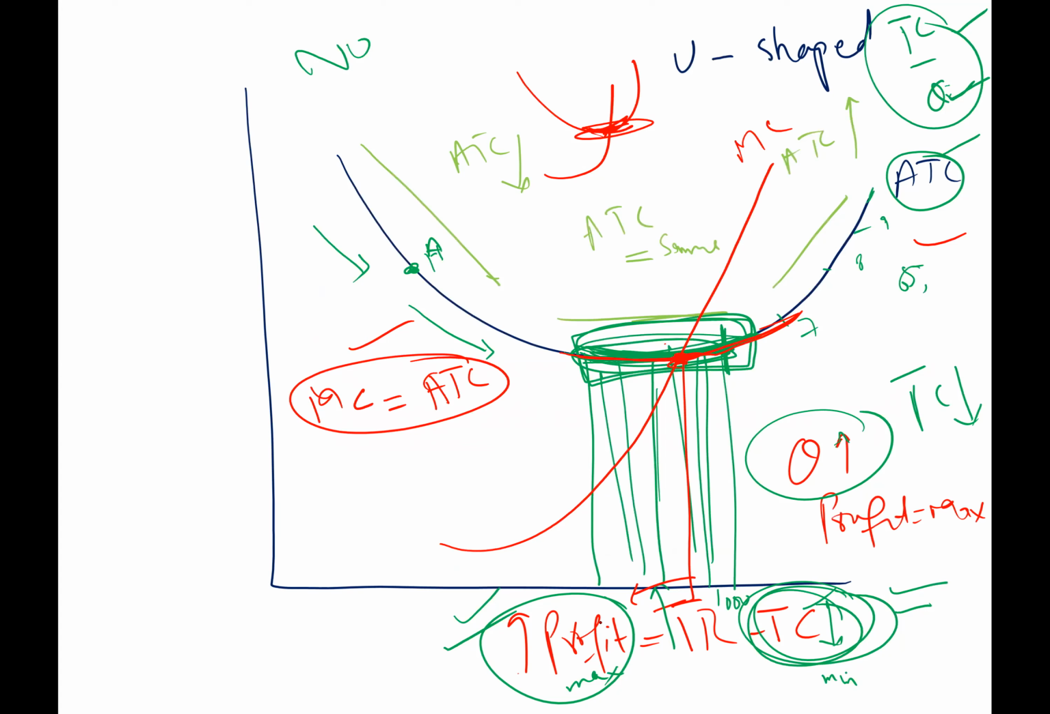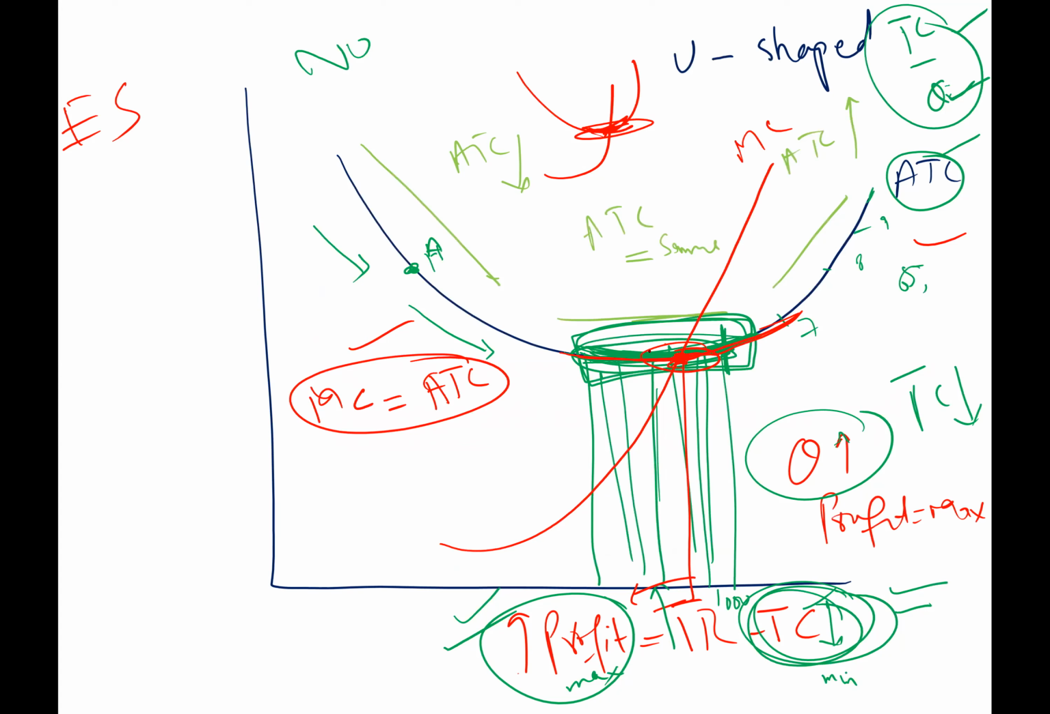So where do we have to produce? We have to produce at efficient scale. And where is the efficient scale? At the bottom of the U-shaped curve, which is every total cost. And what is the other definition? You can say that where MC crosses every total cost, that is also efficient scale. Understand?